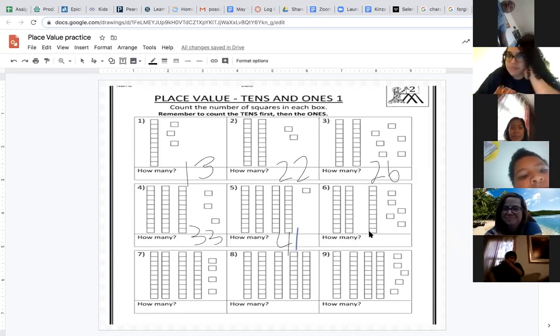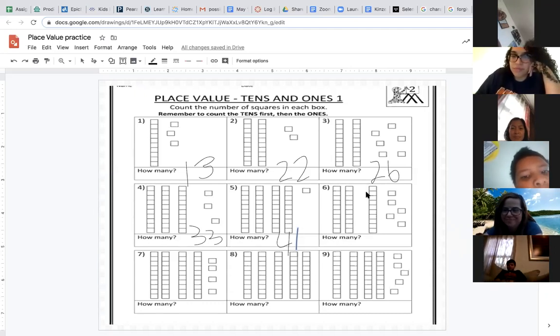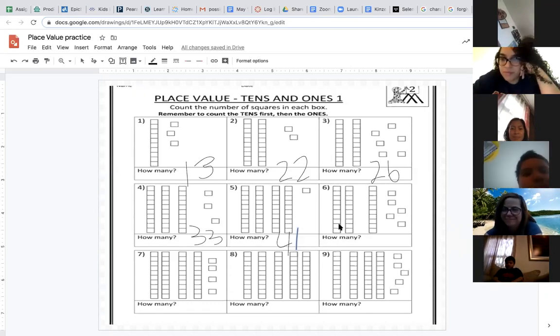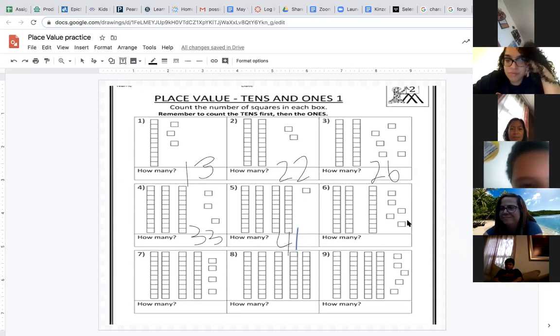There's 30. So we have 3 tens. And then 5. And then we have 5 singles. So that's not a 10, right? Can you skip count by 10 with me to figure out the number? Yes. Let's go.